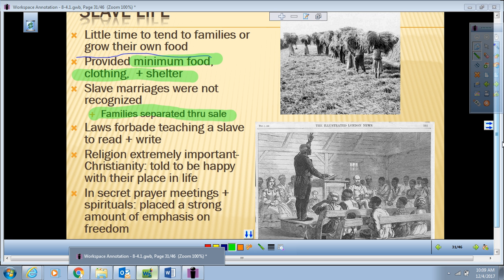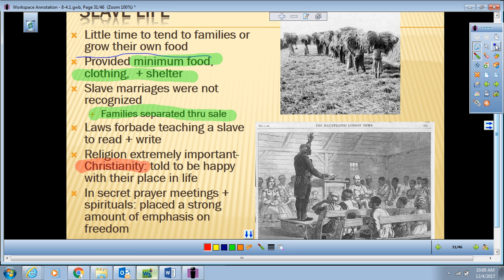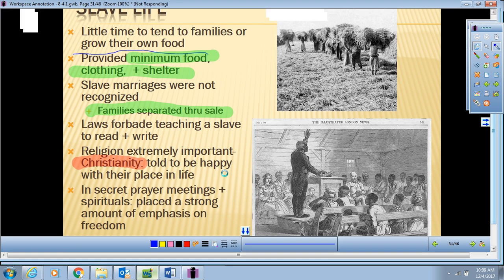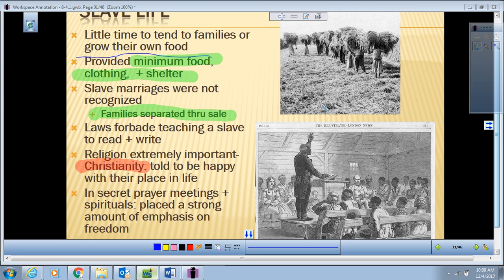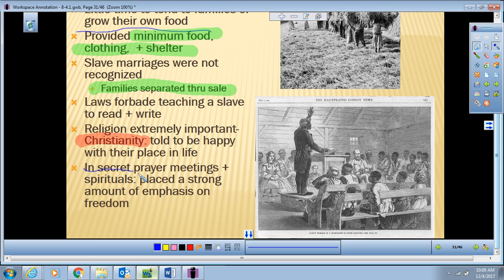Now, they also had religion. Slaves were of the Christian religion. And here's the thing. The white church told the slaves to be happy with their place in life, pretty much that it was the Lord's plan that they be slaves. However, in secret prayer meetings, they placed a strong emphasis on freedom.